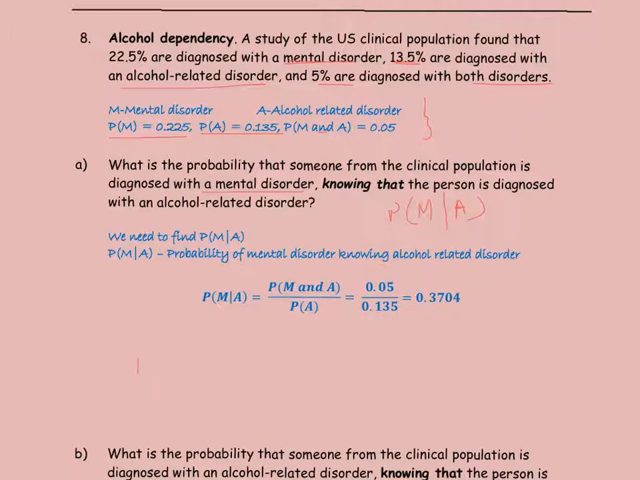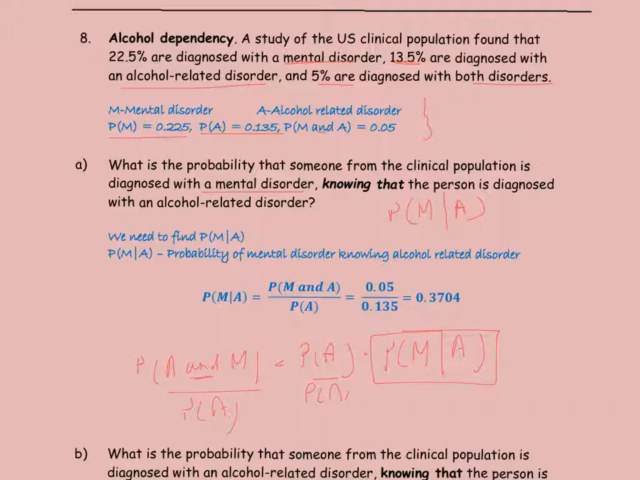So where that comes from is probability of alcohol-related disorder and mental disorder is equal to probability of the first, which is probability of alcohol-related disorder, times probability of the second, it's times because of and, given that, since the two are not independent of each other, given that A happened. And now we just solve for probability of M given A by dividing both sides by probability of A. So that's where the formula comes from.